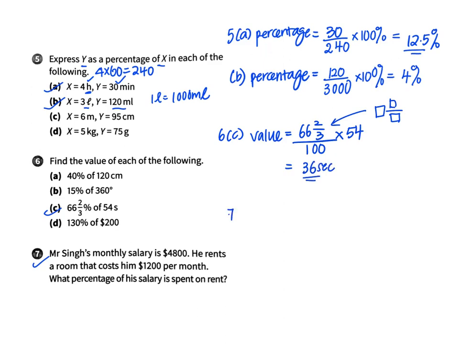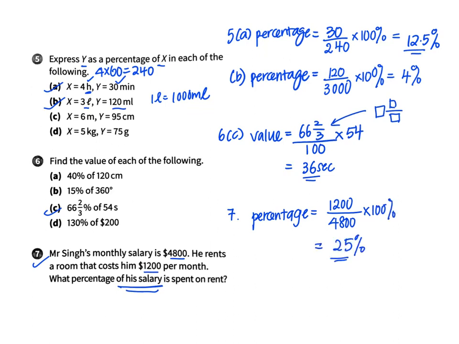Question number 7. Mr. Singh's monthly salary is given. He rents a room that costs him 1,200 per month. What is the percentage of his salary that is spent on the rent? For question 7, the percentage will be my rental amount out of my total salary, which is 4,800, times 100%. This gives me the number 25%.